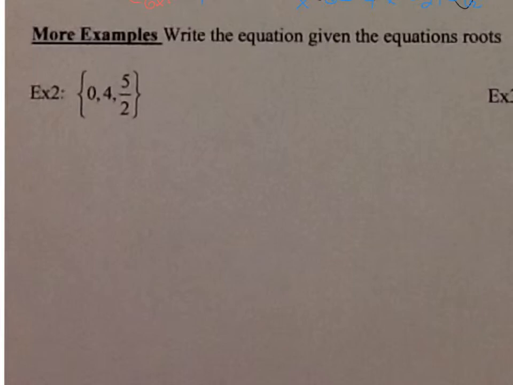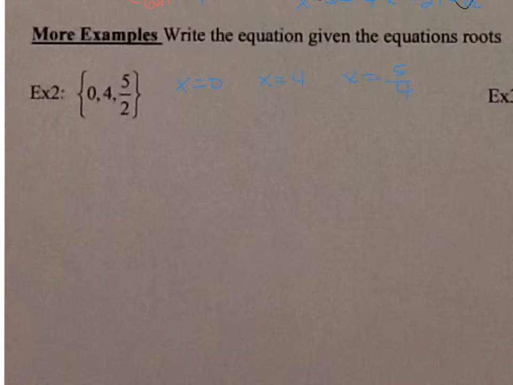Okay, so now let's take a look at example number 2. I have 3 roots, 0, 4, and 5 fourths. So the same thing as before, I'm going to take each one of those roots and set it equal to x. So x equals 0, x equals 4, and x is equal to 5/4. Remember, step 2 was now to set them equal to 0.